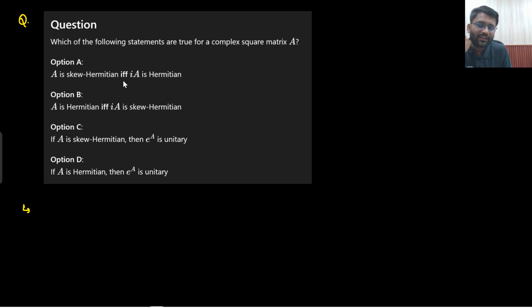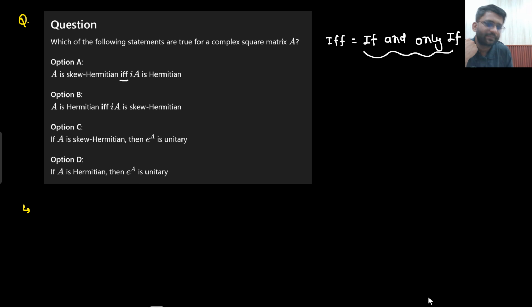Okay. Which of the following statements are true for matrix A? A is Skew-hermitian, iff. What is the meaning of IFF? IFF means if and only if. Now, sir, what is the meaning of this if and only if? I am writing something, okay? X is true if and only if Y is true. What is the meaning of this?